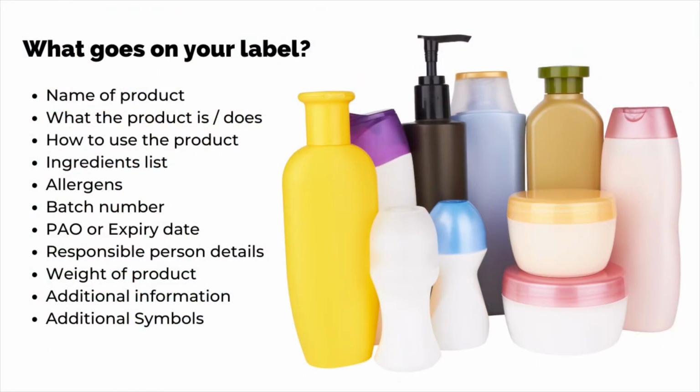So here's a quick video for you because I'm getting a lot of inquiries about it today. How do you write a product label? So firstly, you have these things that go on a product label legally in the UK. The name of the product, what the product is/does, how to use the product, your ingredients list, any allergens, your batch number, your period after opening or expiry date, responsible person details, the weight of the product, any additional advisory information, and any additional symbols.